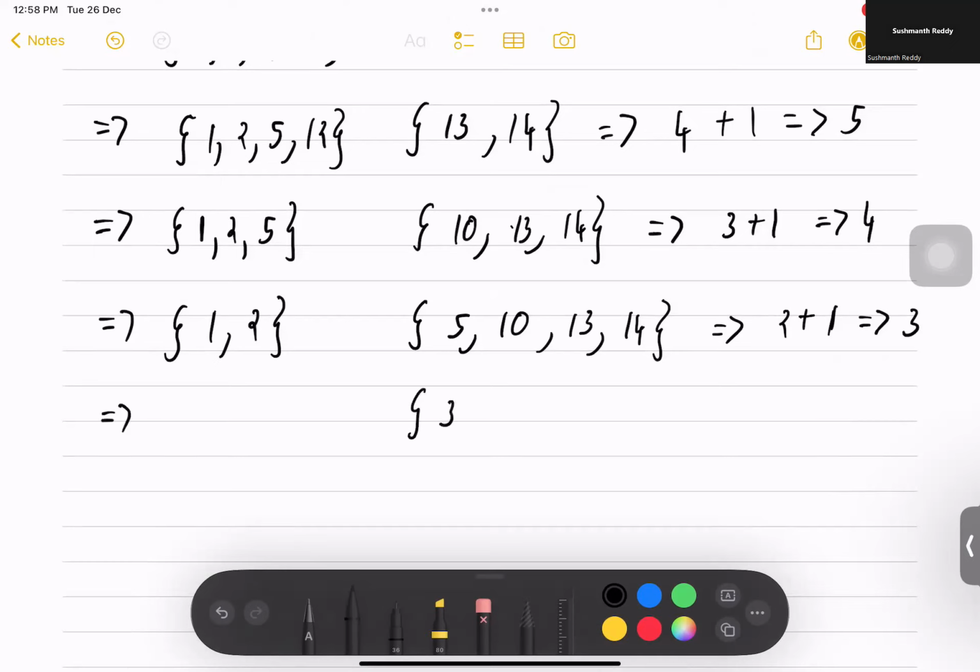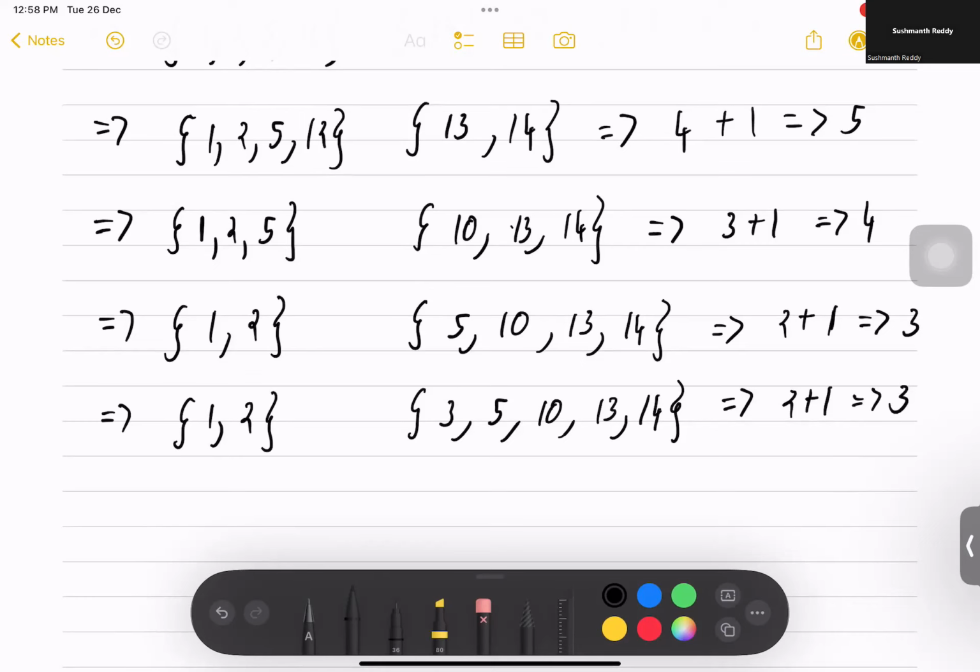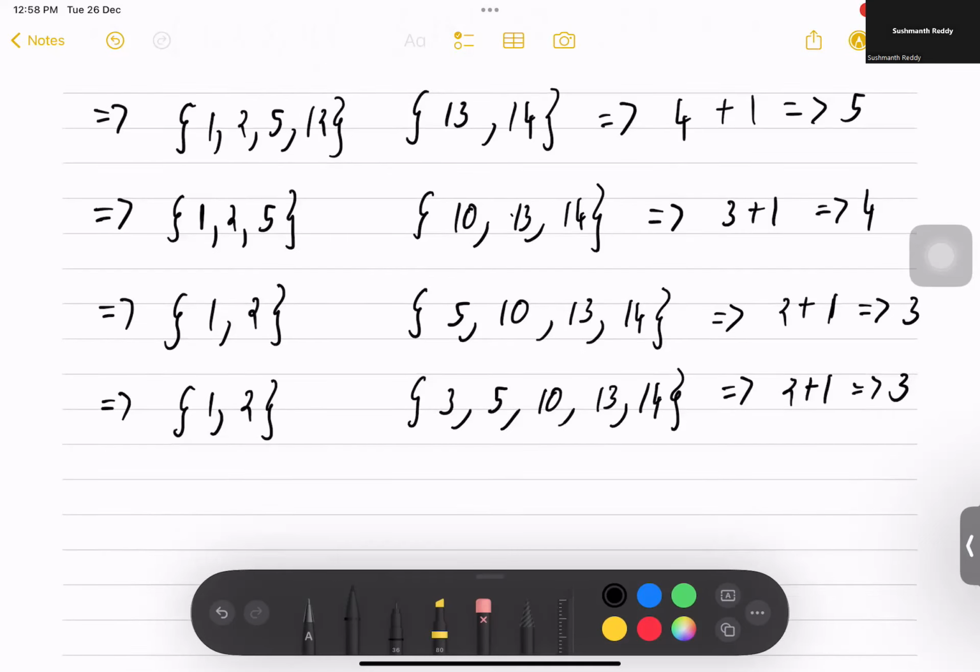Now let us fix the suffix as 3, 5, 10, 13 and 14. So for this fixed suffix, we can see that the longest prefix that will satisfy the criteria is 1, 2. So that means there are 2 plus 1, which is 3 choices. That is, there are 3 incremovable subarrays.